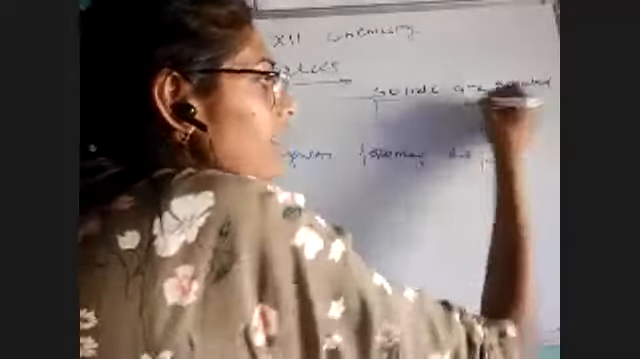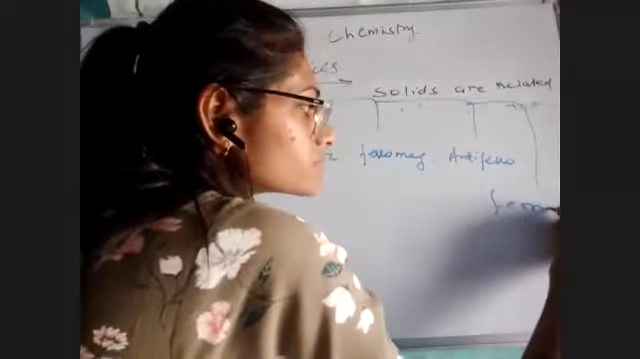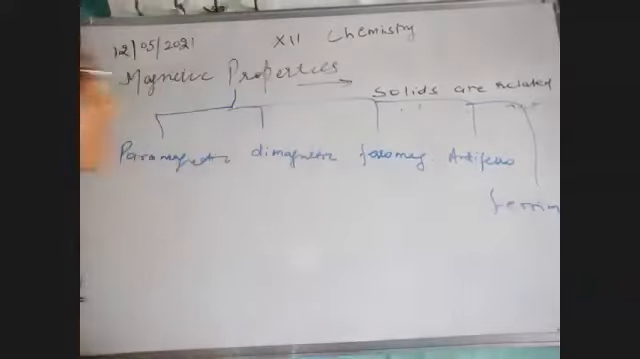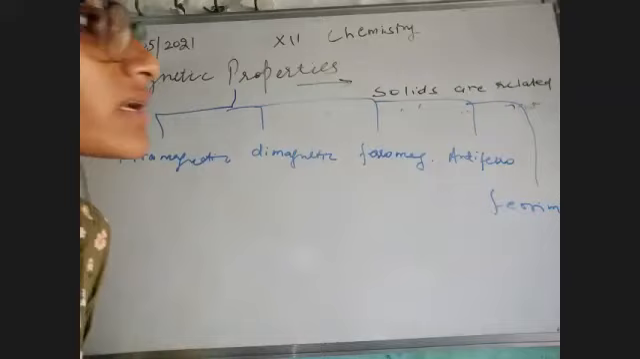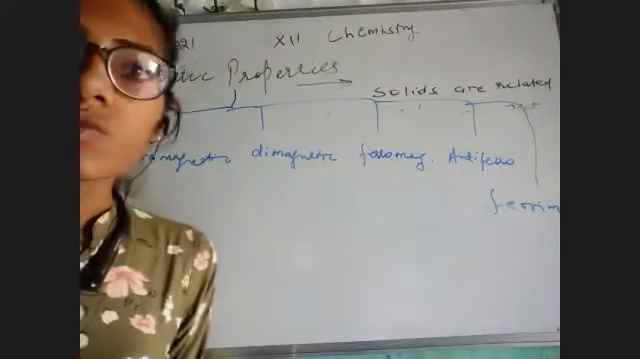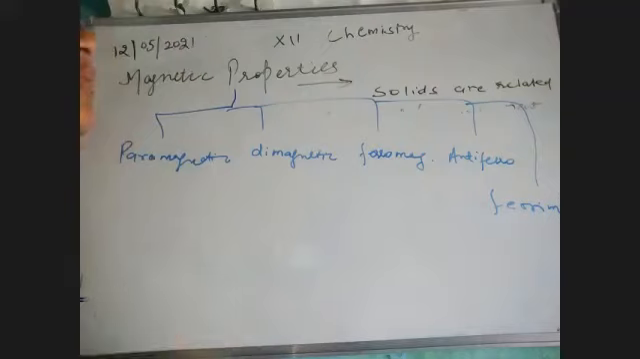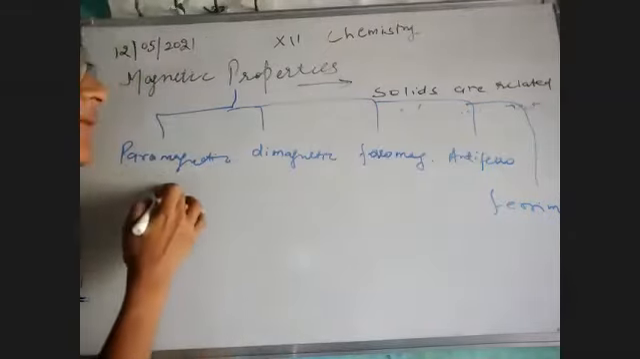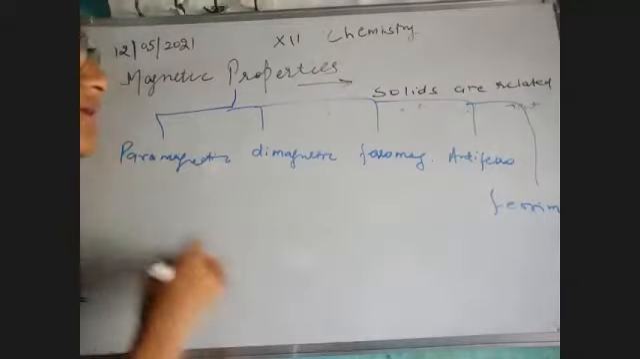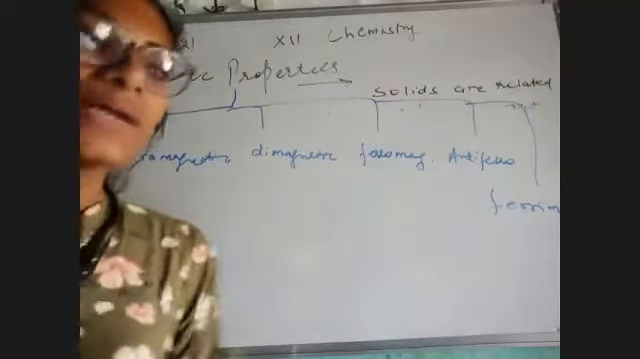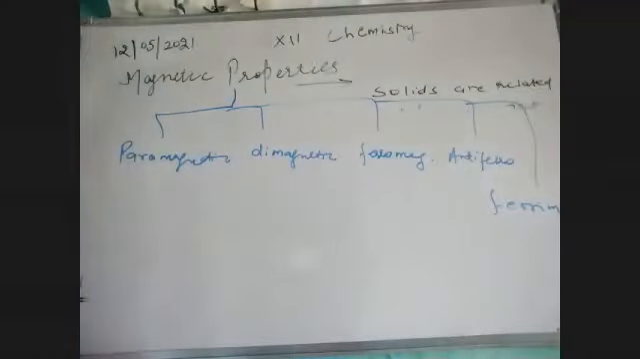And the last one is ferrimagnetism. So paramagnetic, diamagnetic, ferromagnetic, antiferromagnetic, and the last one is ferrimagnetism, which is totally different from all these topics. Okay. So now we will start with what paramagnetic and diamagnetic are. I hope you have heard about the topics paramagnetic and diamagnetic in your lower classes, in 10th or 11th somewhere.